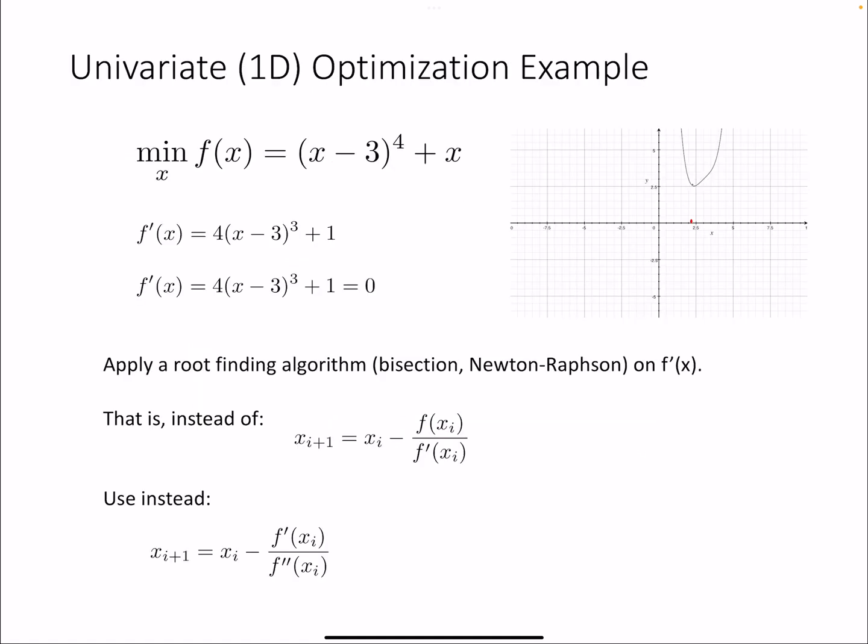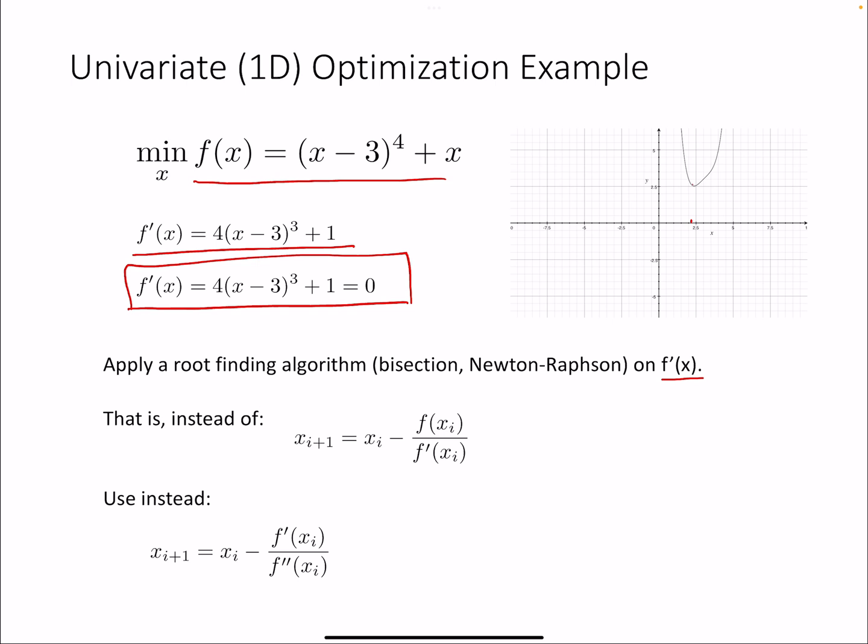So let's look at a quick example here. We have a plot, and here's the plot of a function, which the function here is defined as (x minus 3) to the fourth plus x. If we take the first derivative of this function, we have it here. And remember, our job here is to find where this point crosses 0. So we set this to 0. Once we have this function here, we can simply apply the root finding algorithms that we talked about in the previous video on f prime as opposed to f.